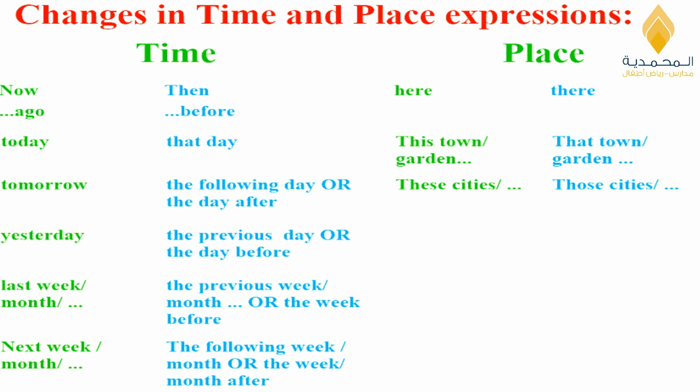Now, then; ago, before; today, that day; tomorrow, the following day or the day after; yesterday, the previous day or the day before; last week or month, the previous week or month, or the week before; next week or month, the following week, month, or the week or month after. Here, there; this town or garden, that town or garden; these cities, those cities.